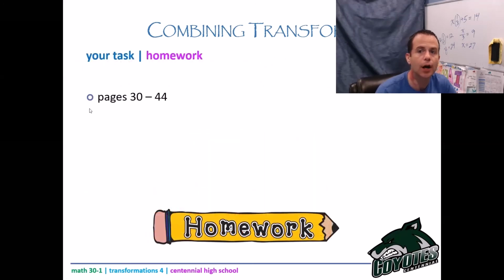Now there is a lot of practice to do with combinations. Take your time and be really, really neat, tidy, and specific with your communication. Okay, remember math is a language. So part of our job in 30-1 is to really force you to communicate that language properly.